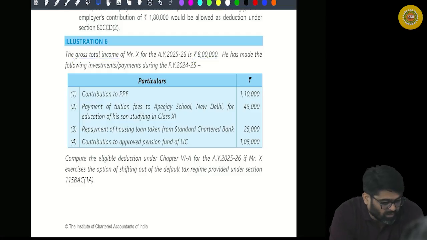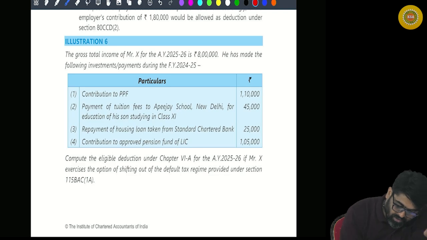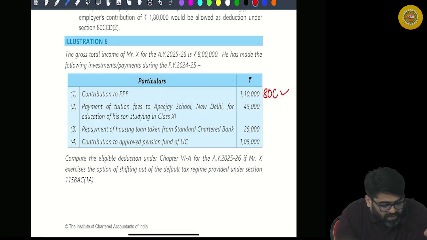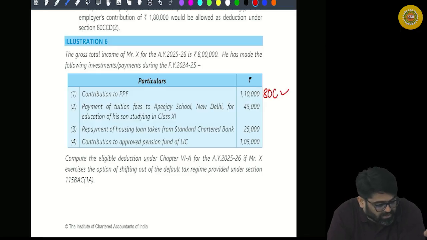He has made the following investments or payments during the year 24-25. He has contributed to PPF. What will be done? Will it be allowed under 80C? Yes. Payment of tuition fees to APJ School, New Delhi for education of his son studying in class 11.